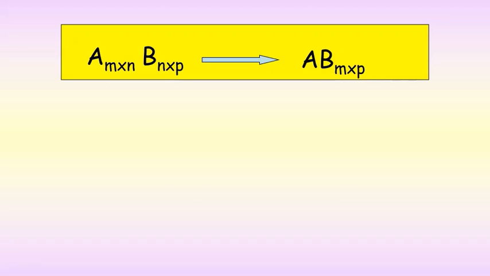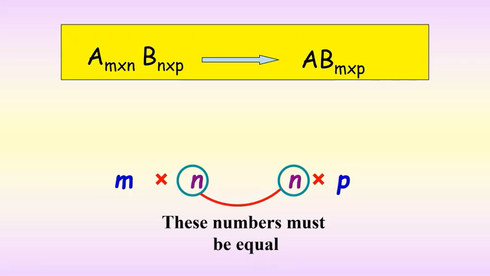Okay, this is how it works. Matrix A multiplied with matrix B, we can get the new matrix with the new order if and only if these two numbers are equal. The number of columns for matrix A must be equal to the number of rows for matrix B. So we can get the new order for the multiplication operation.